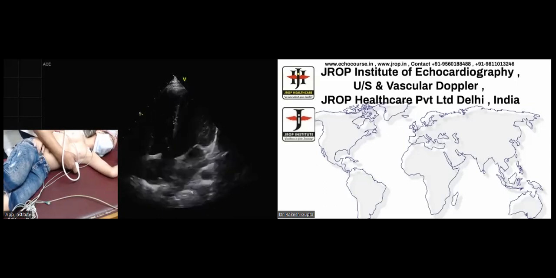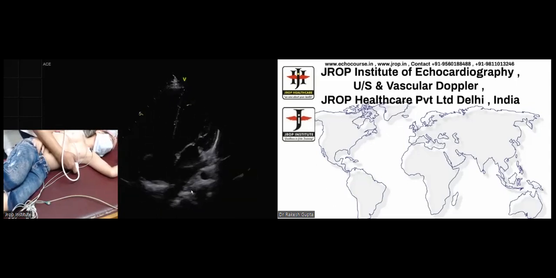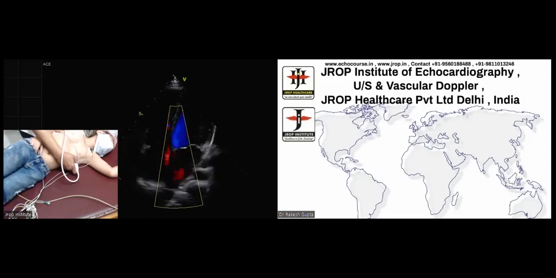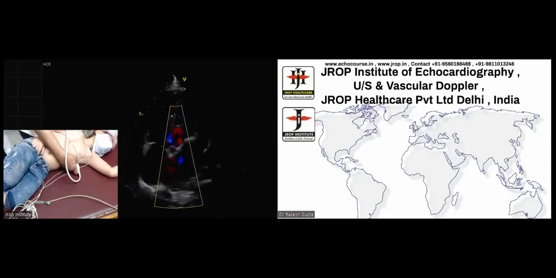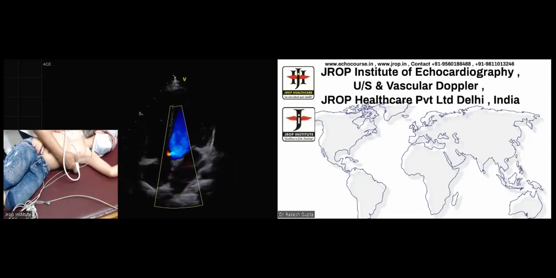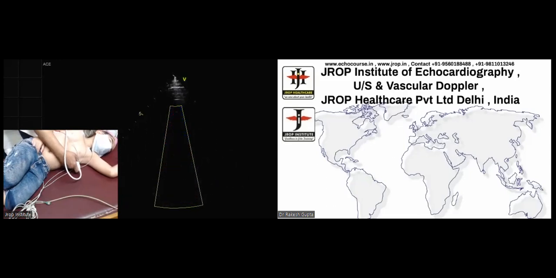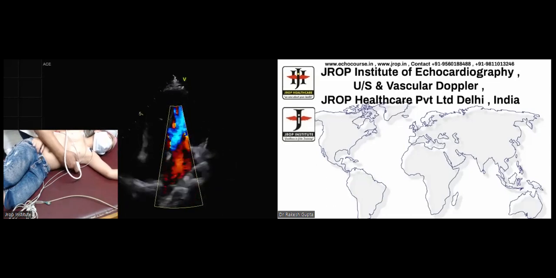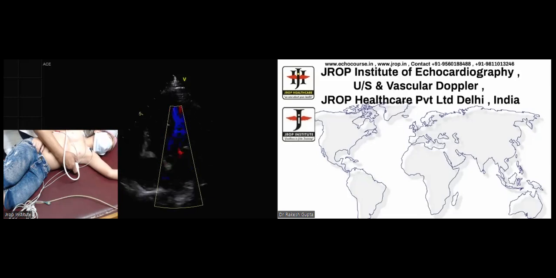So I'm going to reduce my overall gains to focus on my pulmonic vein. And now, a number of times you will not be able to see pulmonic veins. Why? Because the pulmonic venous flow velocity is 30 to 40 centimeters per second. So I'm going to reduce my Nyquist limit to 30 to 40 centimeters. So I'm reducing my Nyquist limit to almost 30. Now you can see really good pulmonic veins in this subject.